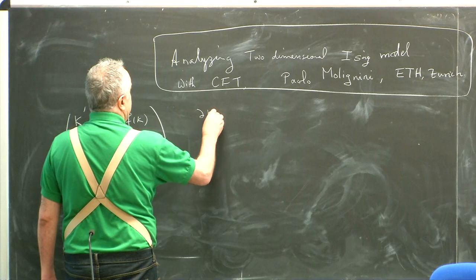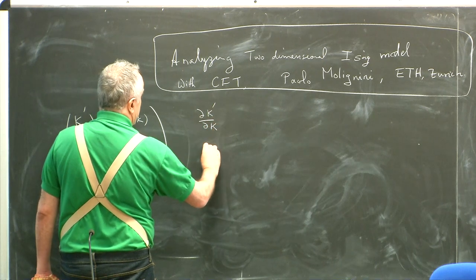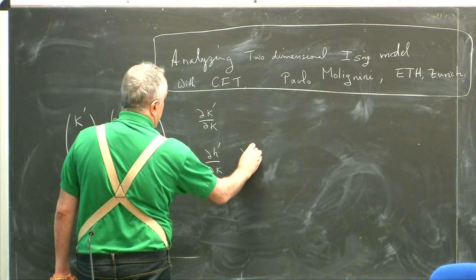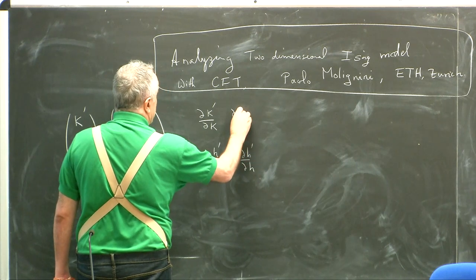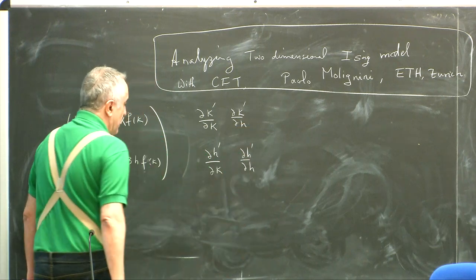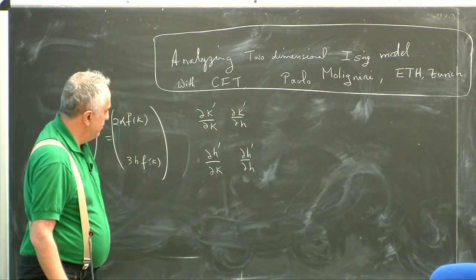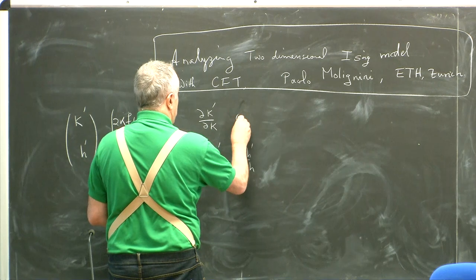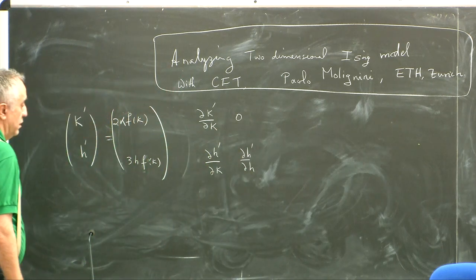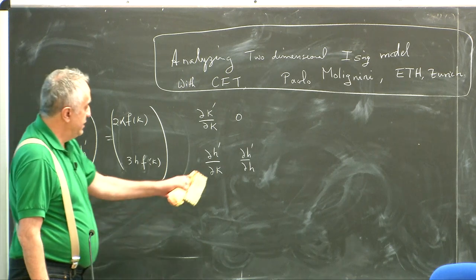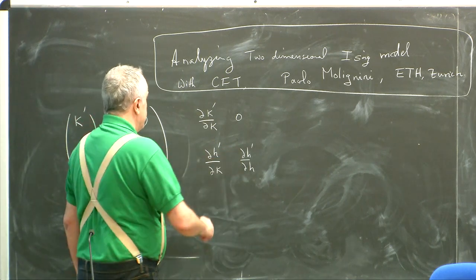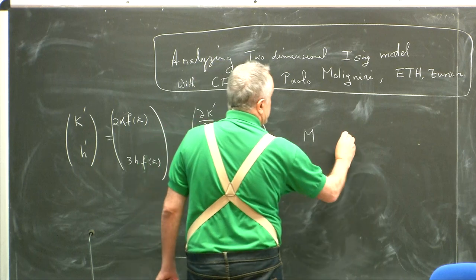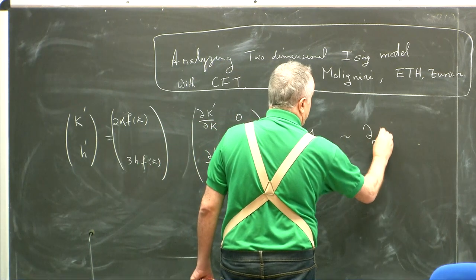So when I form this matrix, the K prime dK, the H prime dK, the H prime dH, and the K prime dH. This is clearly zero. And these two are not zero. So this is my M, which was the coefficients of the beta functions.